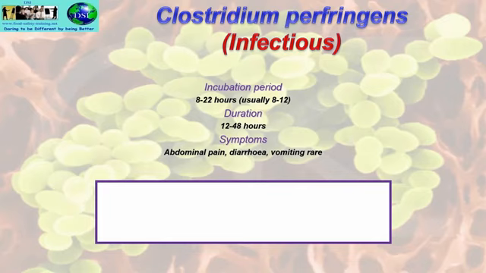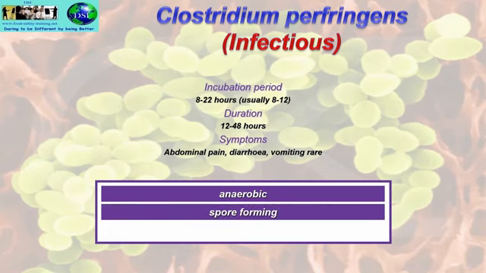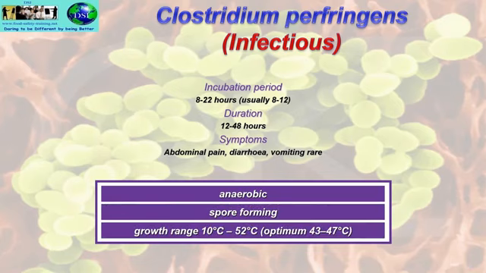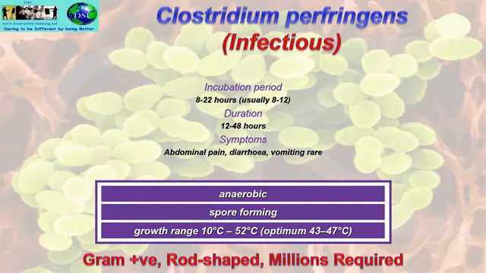So this bacteria, or these bacteria, affect the sort of bottom end of the body rather than the top end. It's anaerobic, so it does not require oxygen. It's a spore former. We looked at spores earlier. The growth range is 10 to 52 degrees C, although the optimum is 43 to 47, so quite high really for a food poisoning pathogen. It's gram-positive, it's rod-shaped, and millions are required.